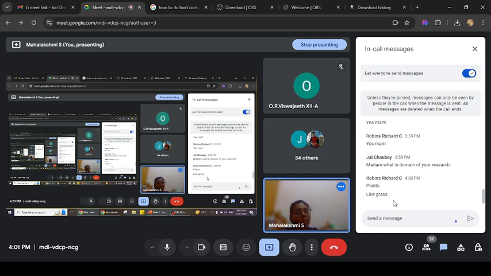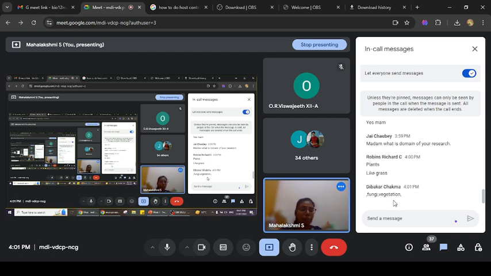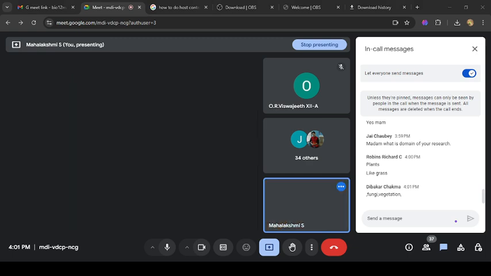Plants. Yes. Plants, grass. All the plants. Fungi, vegetation. Yes. Good. These are all the primary producers. So these primary producers are eaten by the primary consumers, and again the secondary consumers depend upon the primary consumers. So this is the answer.